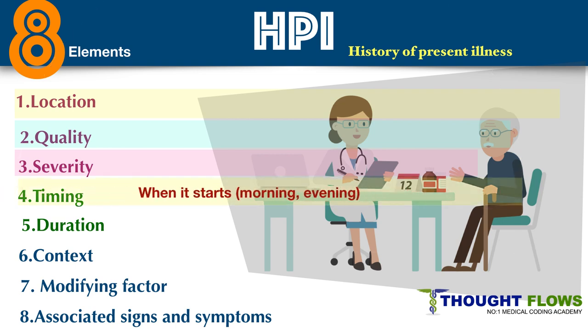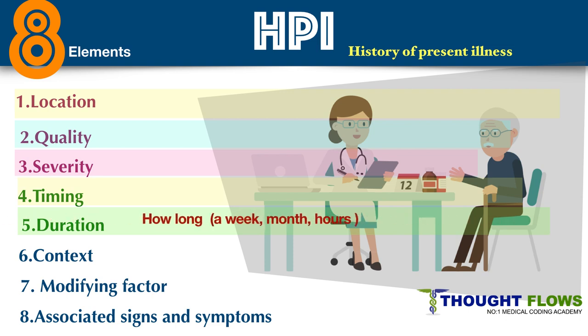And the next is timing. Timing is when the problem starts, whether it starts in the morning or evening or any specific time like 8 am, 6 pm, etc. For example, a patient having abdominal pain which starts early in the morning, here early in the morning is the timing. And next is duration, which means how long the patient is having the pain, like it may be a week or a month and so on. For example, if a patient has had abdominal pain for the last 2 days, here the 2 days is the duration.